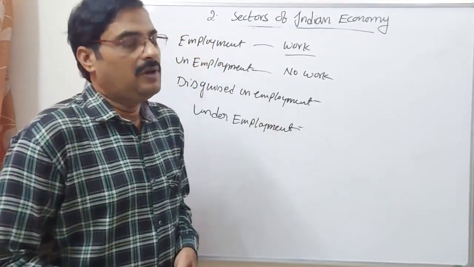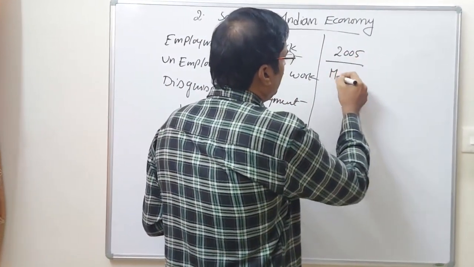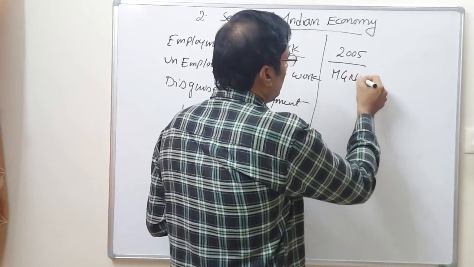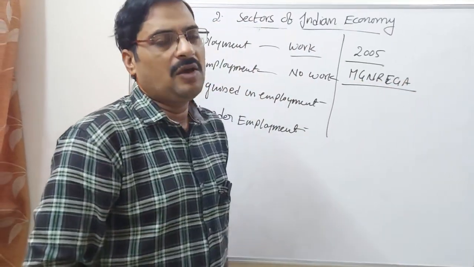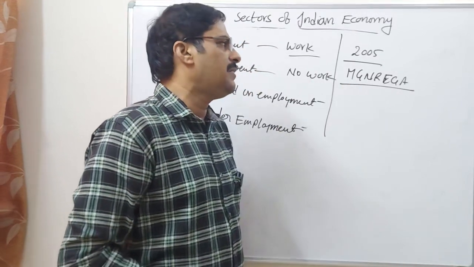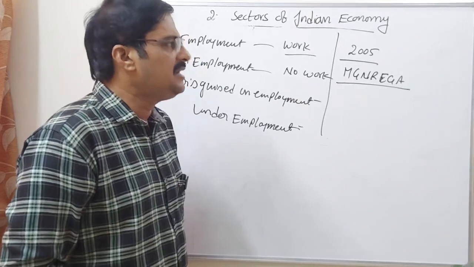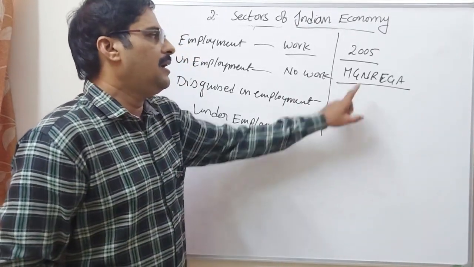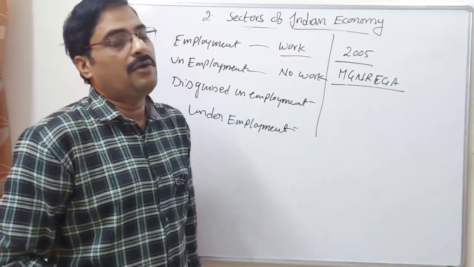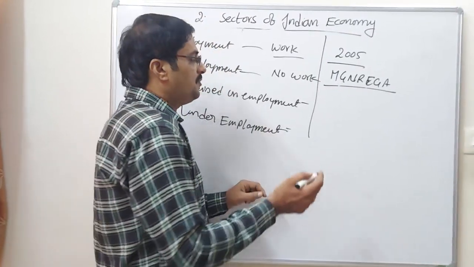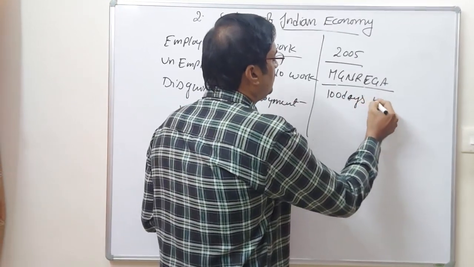In 2005, our government developed one scheme, MGNREGA. MGNREGA means Mahatma Gandhi National Rural Employment Guarantee Act. In the year 2005, 100 days of work was implemented by our government. What is that? 100 days of work.